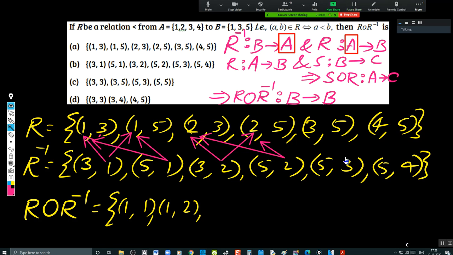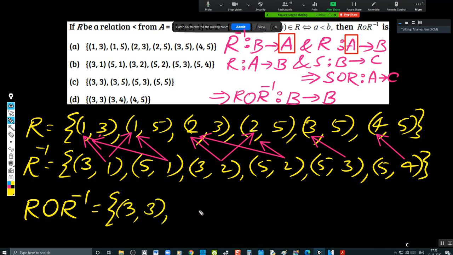Next 3. No 3 is present. 5, 4. Come on, tell me now. 3, 3. Just a moment, beta. 3, 3. हाँ बोलो बेटा. 5, 5. 3, 5 is also there. Let us write it in order. 3, 1 के लिए 1, 1 हो गया. ये 1, 1 हो गया. 3, 5 आएगा.